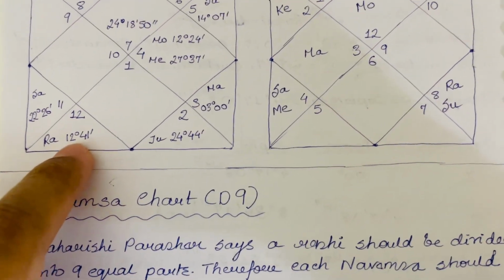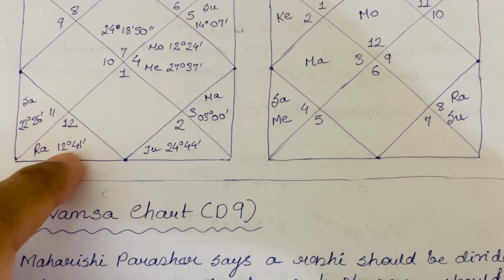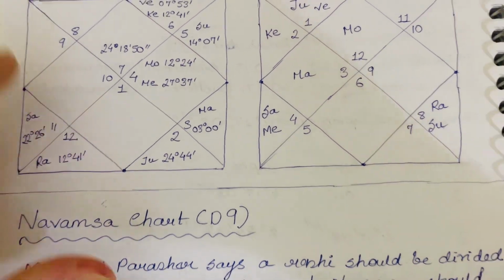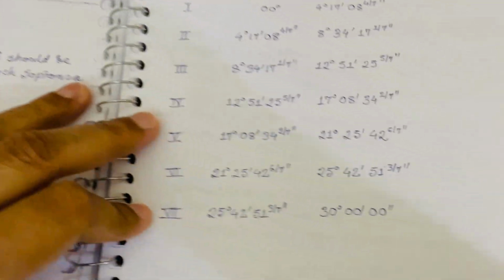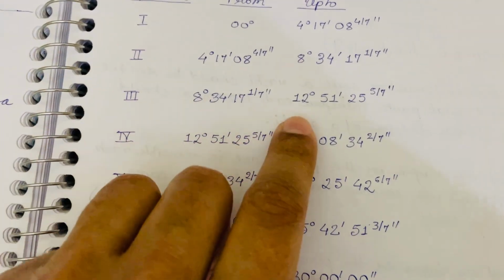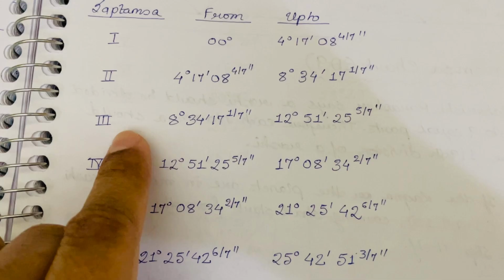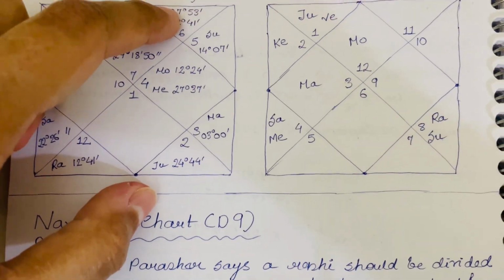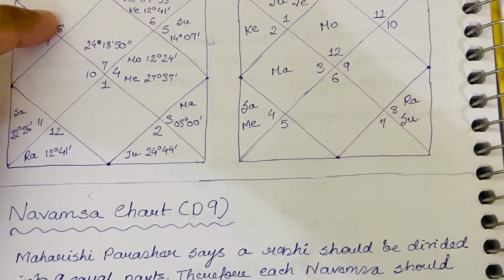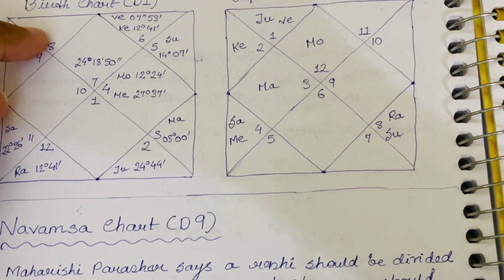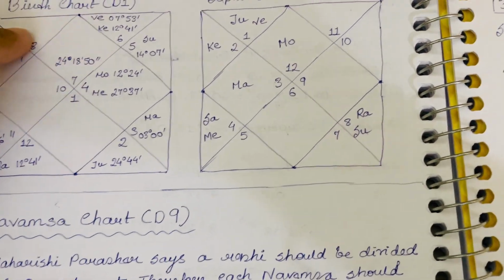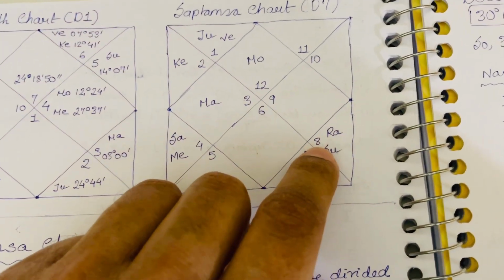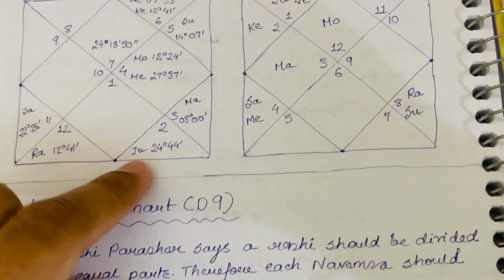Now let's look at the longitude of Rahu. The longitude of Rahu is 12 degree 41 minutes. 12 degree 41 minutes is falling under the 3rd Saptamsha, in this particular bracket. So from here count 3: 1, 2, 3. So Rahu is falling in the sign of Scorpio in the Saptamsha chart. Okay, fantastic.